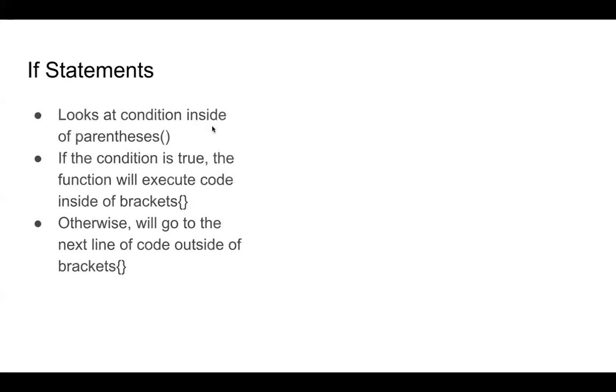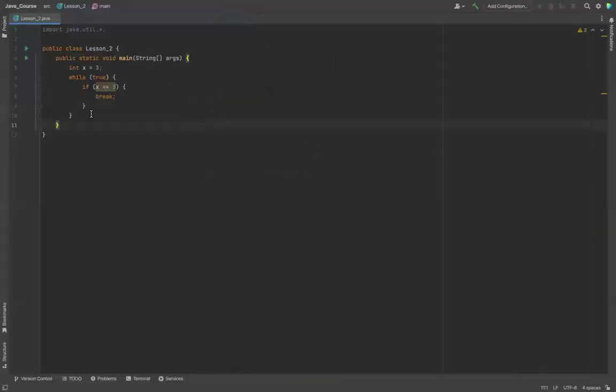So to start with if statements, what these do is they look at a condition given inside of a set of parentheses, and if the condition is true, it'll go and execute whatever code you have inside of the related brackets. And if it's not, it'll just go to the next line of code outside of the brackets.